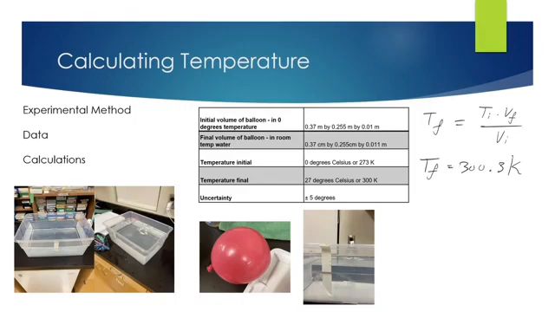The final value of the temperature would have had some uncertainty due to the uncertainty in the measurements of the dimensions, as well as the temperature of both of the tubs. The following table includes our measurements and calculations, as shown here.